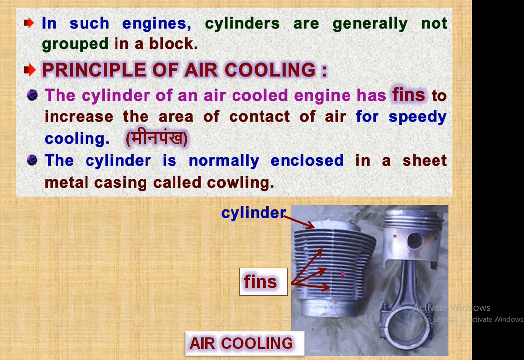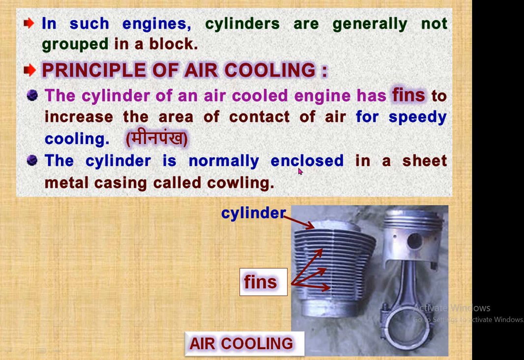It is employed to increase the total surface area of the cylinder which is in the open atmosphere, or we can say in the ambient environment. So to increase the total surface area of the cylinder for speedy removal of the heat, the circumferential surface area of the cylinder is maintained as projected fins over the periphery of the cylinder. So the cylinder of an air-cooled engine has fins to increase the area of contact of air for speedy cooling.